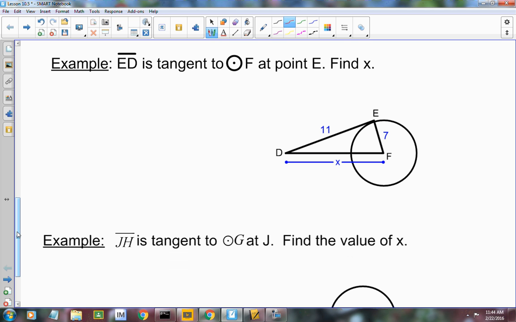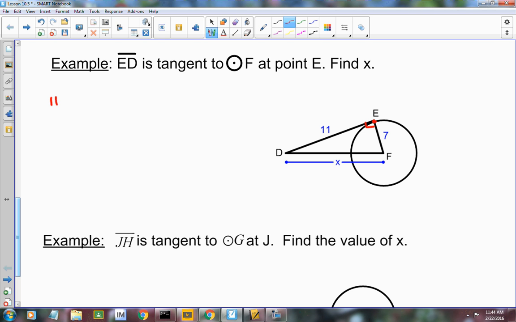It says that ED is tangent to circle F at point E, we want to find X. Well, if ED is tangent to the circle, and then FE is a radius, what's created here at point E? A right angle, okay? And so, if we want to figure out the length of X, what would we do? We would do the Pythagorean theorem, okay? A squared plus B squared equals C squared. Now, what's my hypotenuse? X is. Remember, your hypotenuse is across from the right angle.